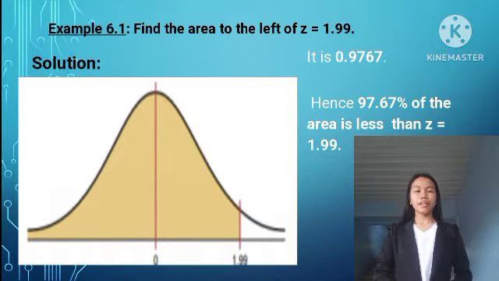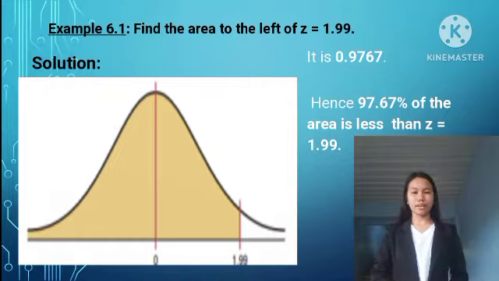Example. Find the area to the left of z equals 1.99. Based on the z-score table, the value of 1.99 is 0.9767. Hence, 97.67% of the area is less than z equals 1.99.